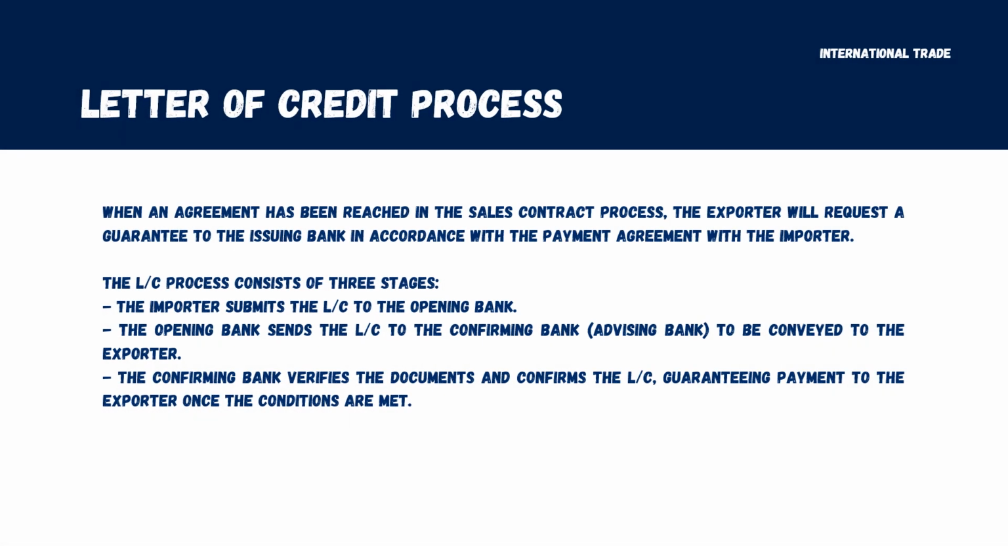Letter of credit process. When an agreement has been reached in the sales contract process, the exporter will request a guarantee to the issuing bank in accordance with the payment agreement with the importer. The LC process consists of 3 stages. The importer submits the LC to the opening bank. The opening bank sends the LC to the confirming bank, advising bank, to be conveyed to the exporter. The confirming bank verifies the documents and confirms the LC, guaranteeing payment to the exporter once the conditions are met.